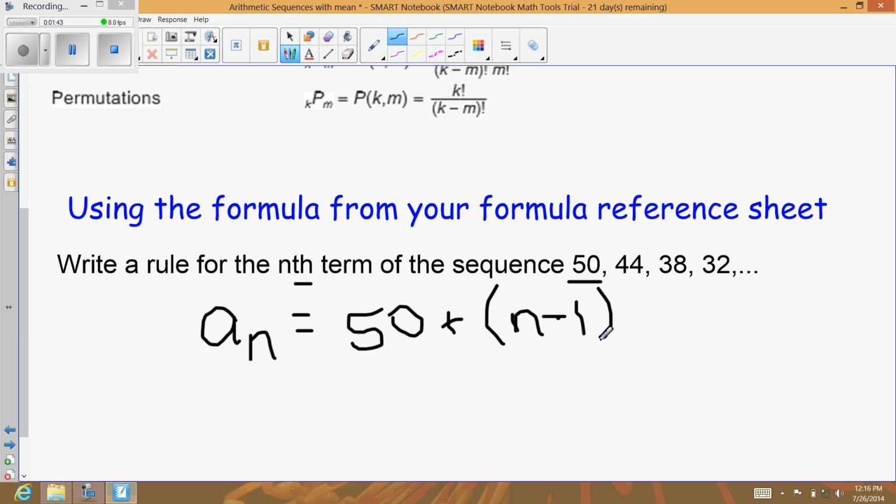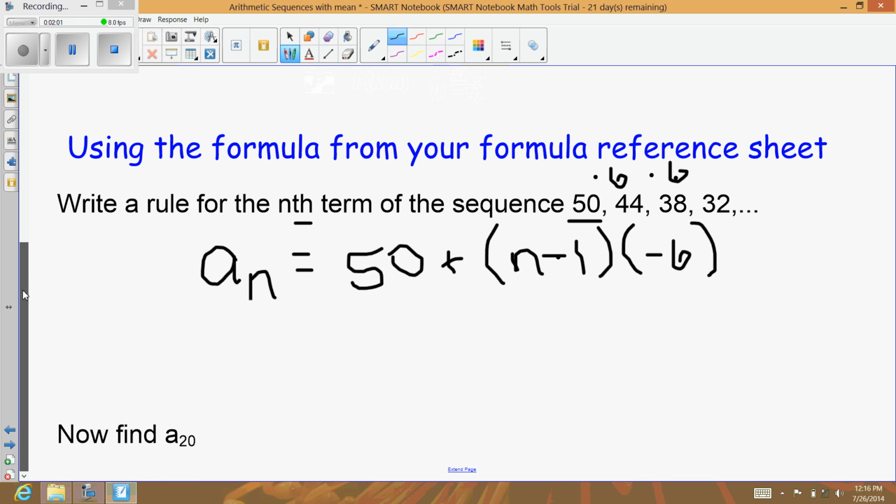44 minus 50, that's a negative 6. Check it out. 44 minus 6 gives me 38. So my common difference is a negative 6, and I put that in parentheses. All right, that's it. That's all you had to do. That's writing a rule for the nth term.